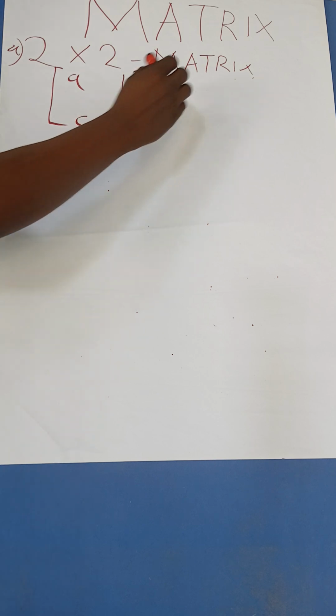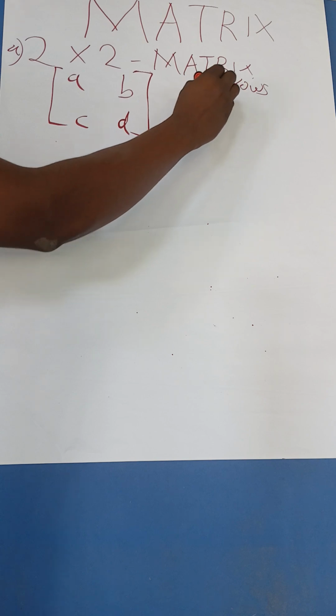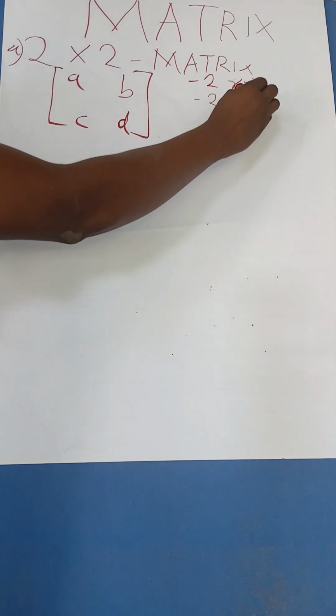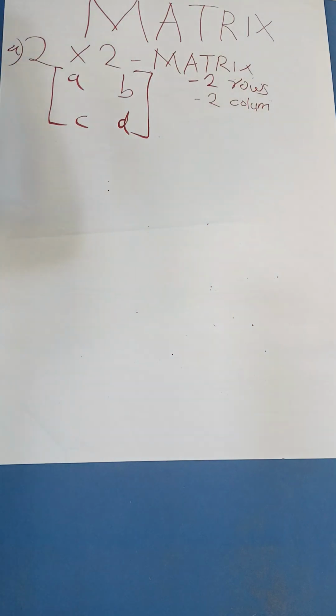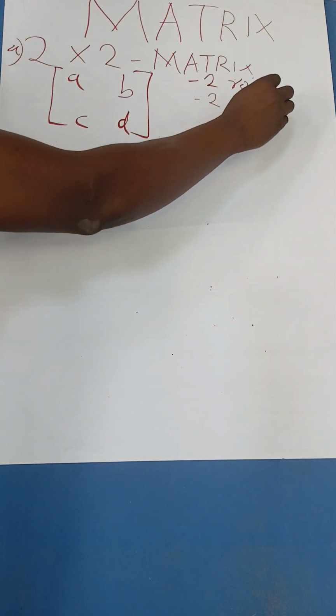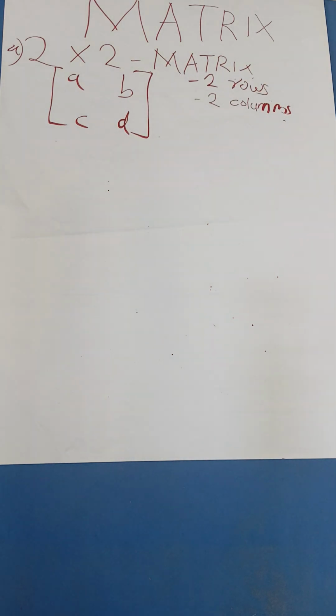It has got 2 rows and 2 columns. Good. Now, learners, you'll agree with me that if we know this is one example of a matrix, now we want to learn how to determine the determinant and the inverse of the matrix.